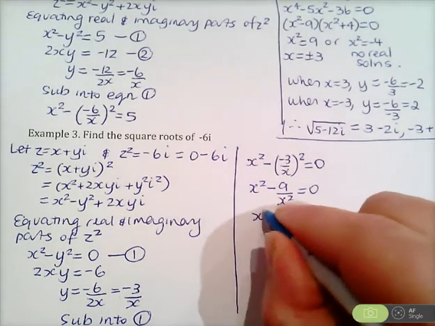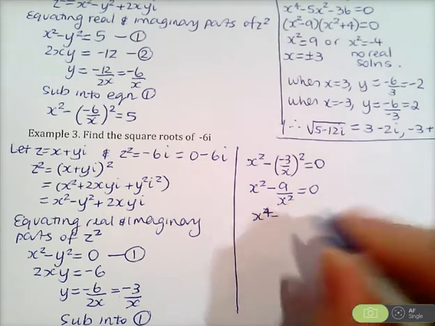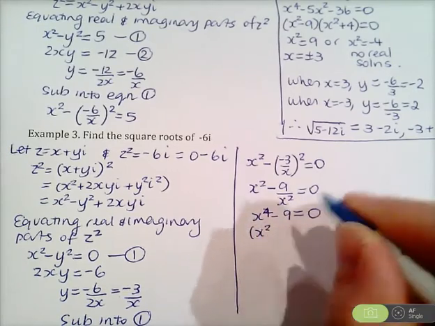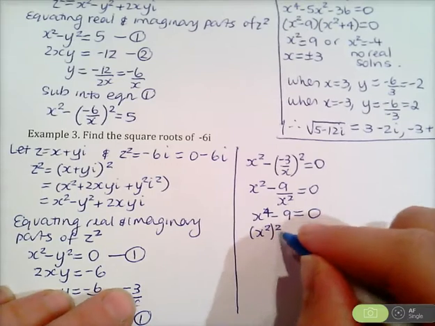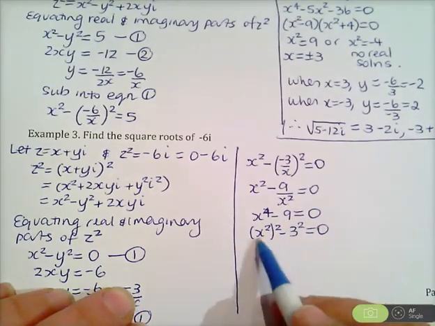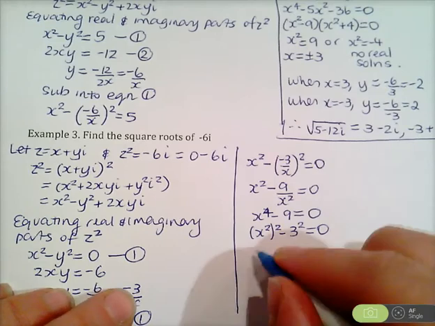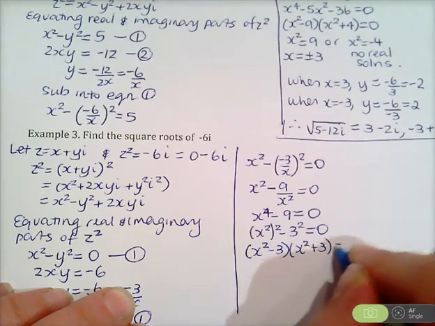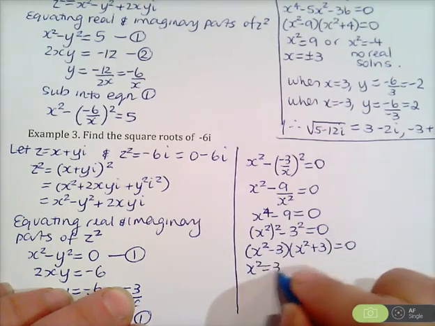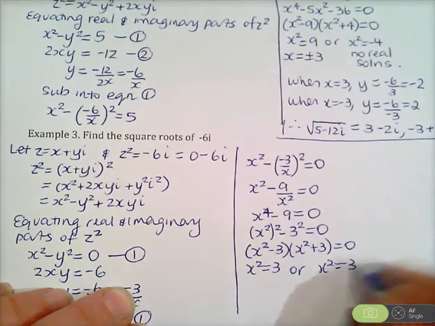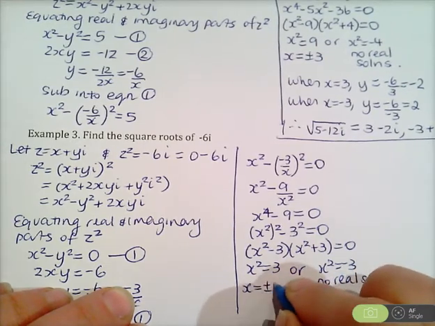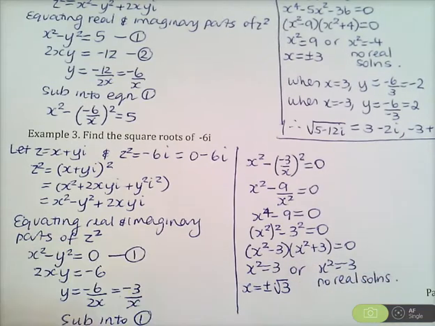Multiplying through by x squared, we get x to the power of 4 minus 9 equals 0. So therefore, this is a difference of 2 squares. It's really x squared minus 3 squared is 0. Sorry, x squared squared minus 3 squared is 0. So therefore, you've got x squared minus 3, x squared plus 3 is 0. And so we get that x squared is 3 or x squared is negative 3. This has no real solutions. So therefore your solutions are x equals plus or minus the square root of 3.